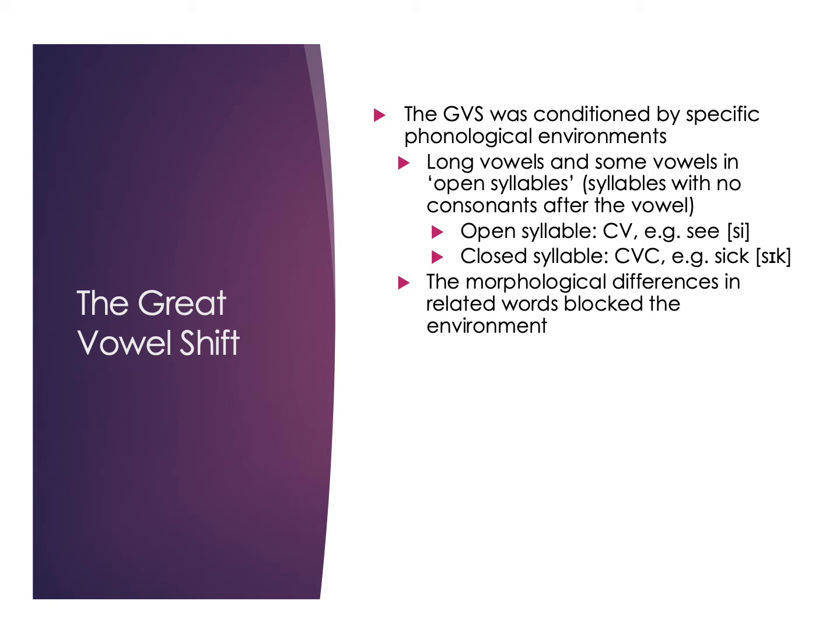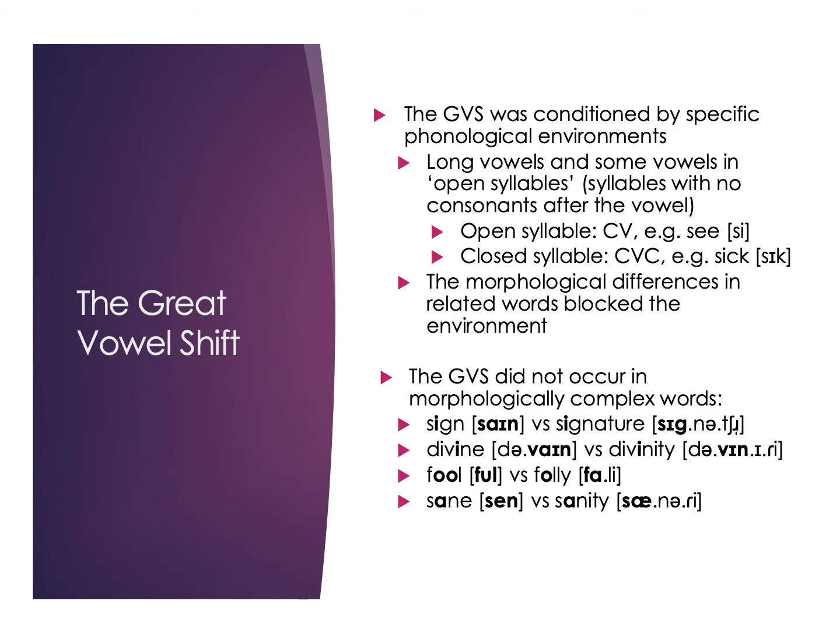And this also was something that some morphemes could block, and created different pronounced sounds in different words that are historically related to each other. So this is where we get differences in something like sign, where it did undergo the change, versus signature, which didn't because it had that sound and those extra morphemes to block it, or divine and divinity, or fool and folly, sane, sanity, where all of these are historically related to each other, but those additional morphemes helped block the conditions to make that sound change take place.